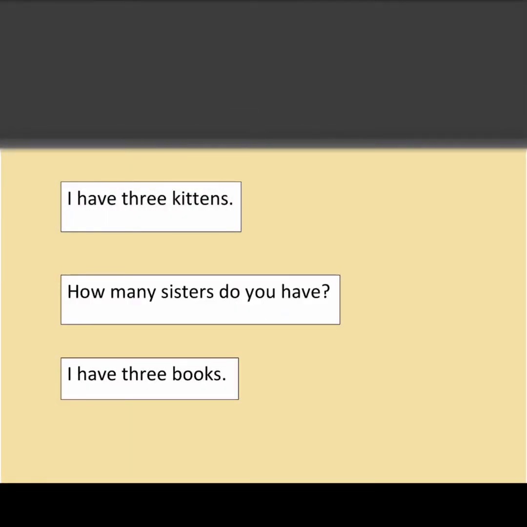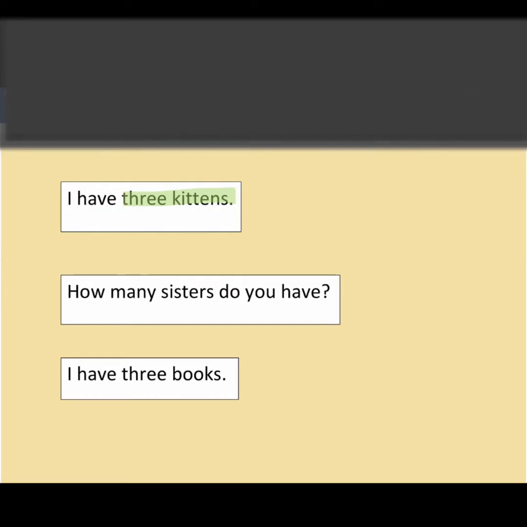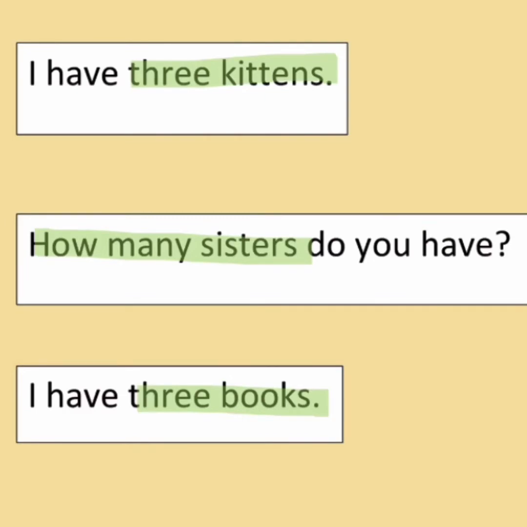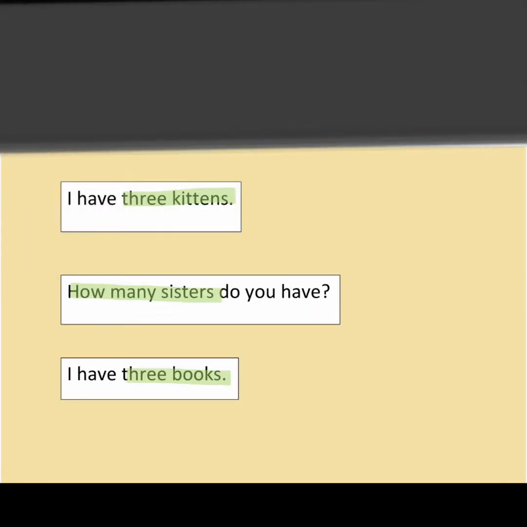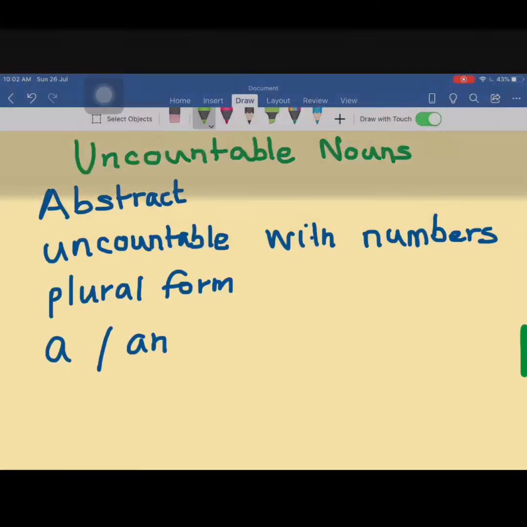The first sentence is: I have 3 kittens. 3 kittens is the right answer. How many sisters do you have? How many sisters? I have 3 books. 3 books. So 3 kittens, how many sisters, and 3 books. All these words are countable. Hence, they are countable nouns.